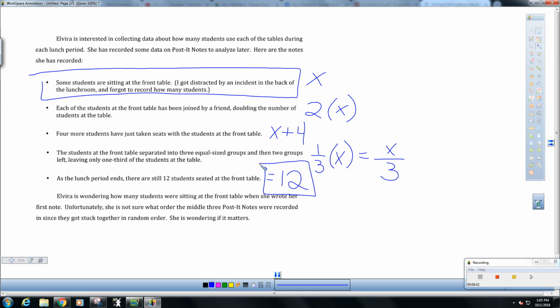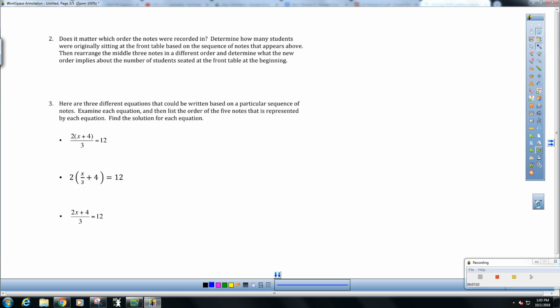And we can't really figure out how many students were sitting at the front table at first unless we knew that these post-it notes were ordered sequentially, and we do not know that yet. Okay? So this is kind of where I'm going to go off a little bit. Does it matter which order the notes were recorded in? Absolutely. Yes, it does. Okay? Instead of going through and determining, I'm just going to tell you the order definitely matters.